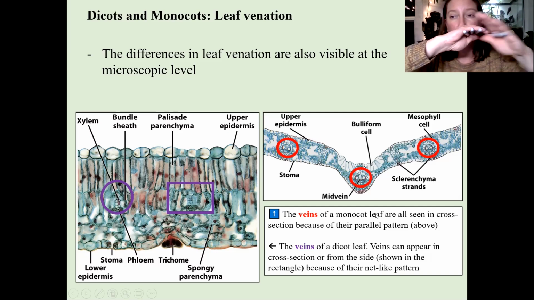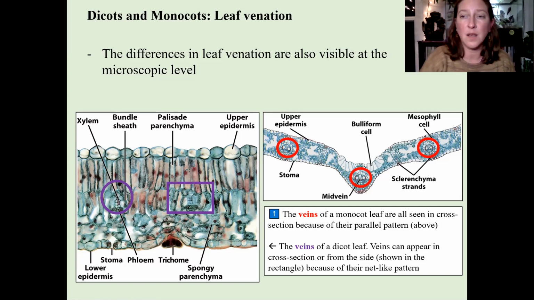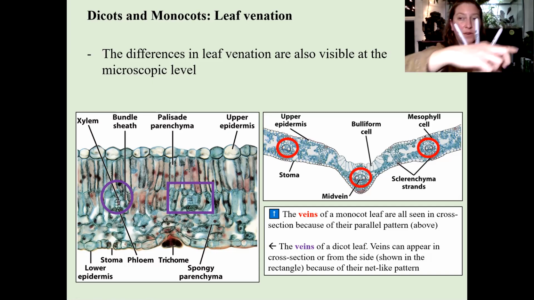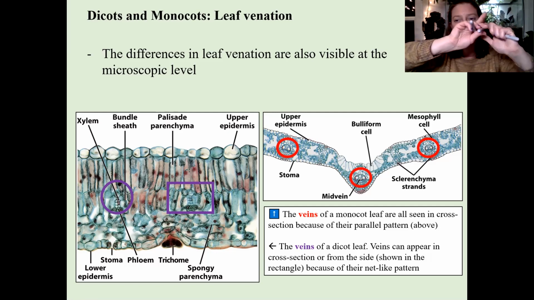Each of those red circles, there's only 3 there. Each of those red circles is one of these veins coming parallel at you. But dicot leaves don't have parallel veins. Dicot leaves have non-parallel veins. So if I were to do a cross section through a dicot leaf and look at that under the microscope, there you go.